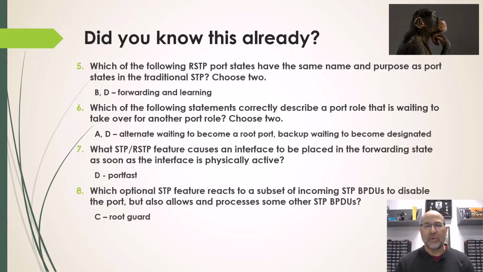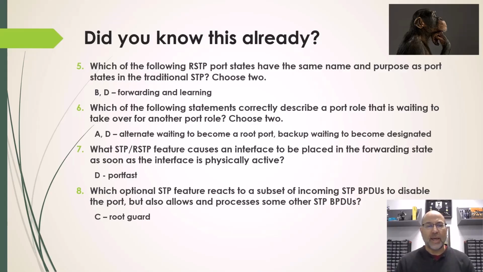Question number 6, which of the following statements correctly describes a port role that is waiting to take over for another port role? Choose 2. These were A and D. And what we have to realize is that in this case, when a port is blocking, that doesn't mean it's dead. That might mean that it's ready to go. So if you need me, I'm here. Right now I'm blocked, but I'll be ready to change if you need me. And so that's blocked but alternate and blocked but backup. And these two become different kinds of ports when they switch. We'll talk about root and designated ports here in a little bit.